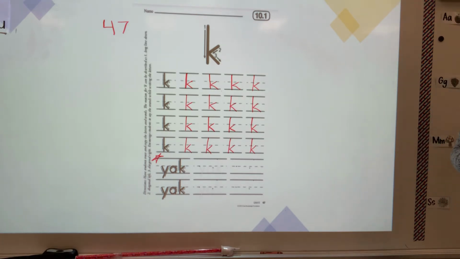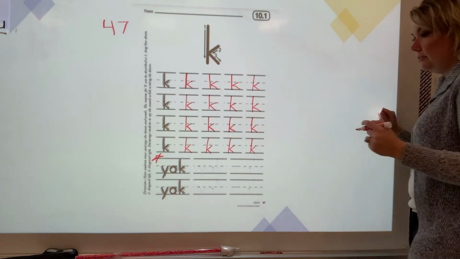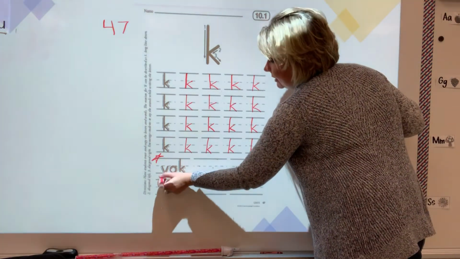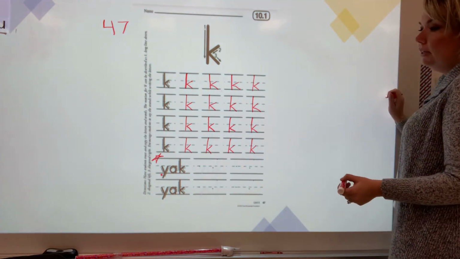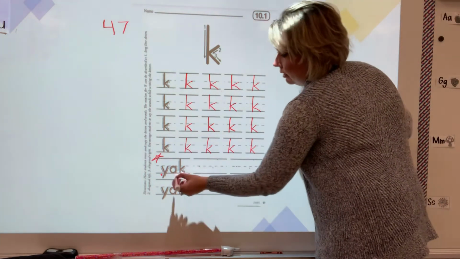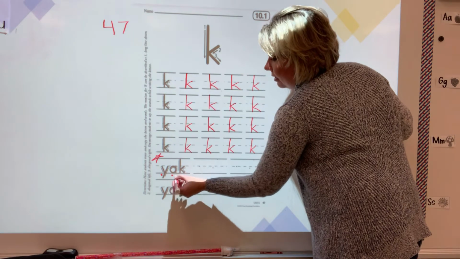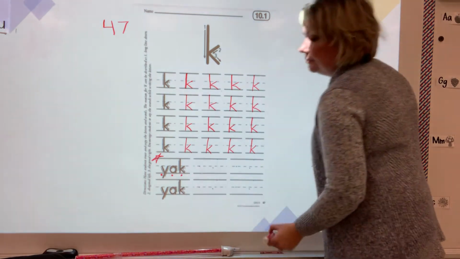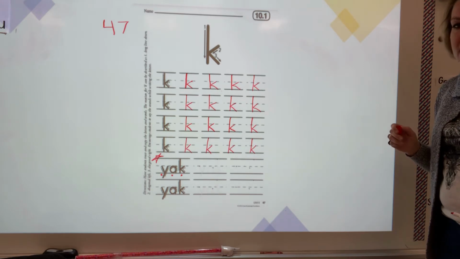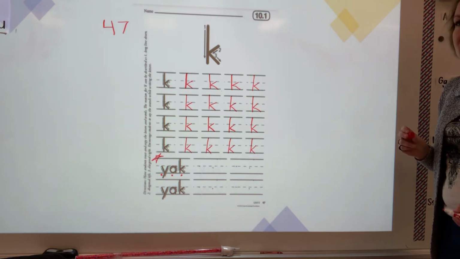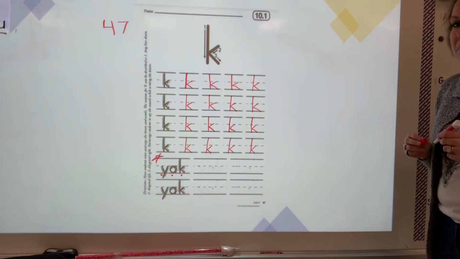Okay, let's take a look at our word. We are going to blend these sounds together. The first sound I see is the letter Y. Y, y, y, a, k, y, ack, yak.